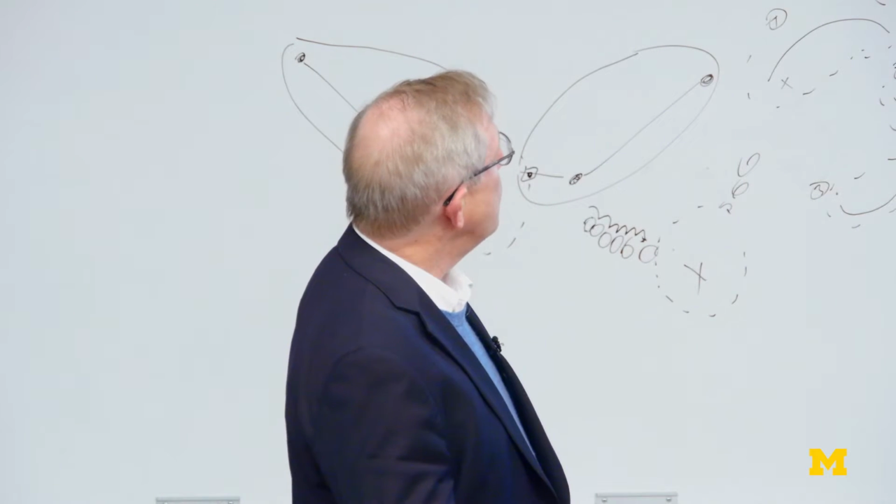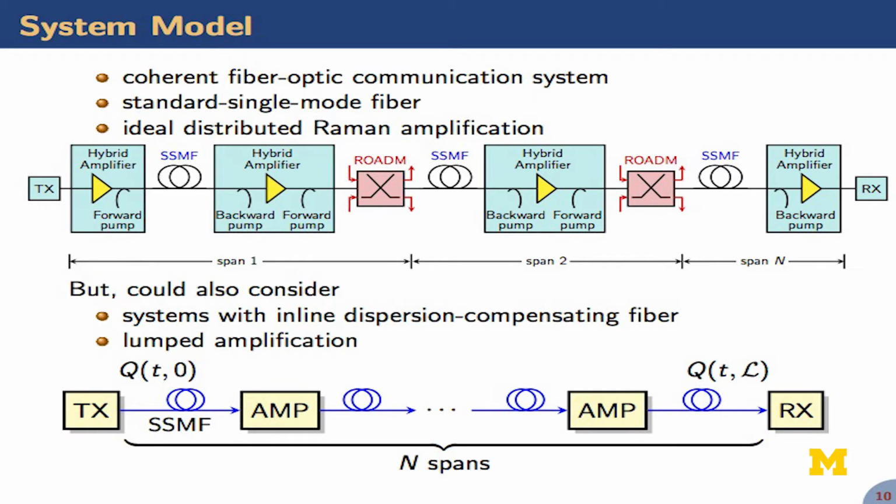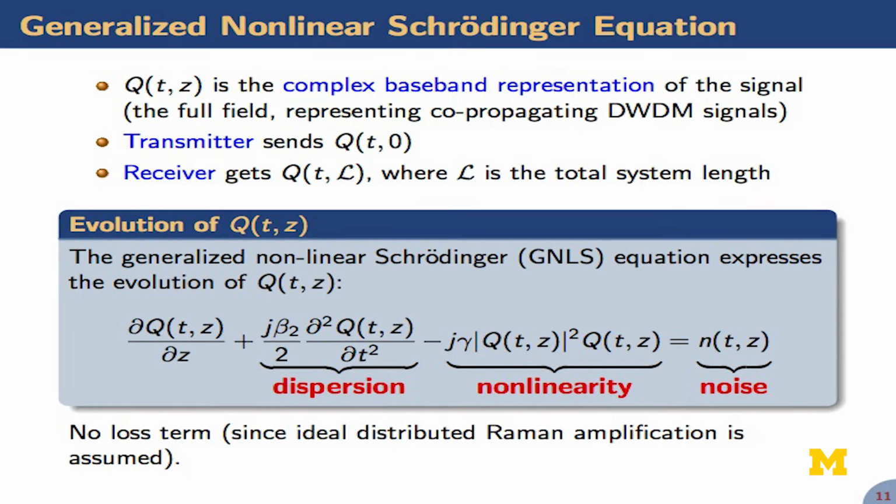So we're going to send some kind of signal Q(t) at distance 0 and receive some kind of Q(t) at distance L. We're going to measure time and distance along the fiber using two variables, t and z. So you can tell where I'm from. Q(t, z) is the complex baseband representation of the signal. So take out the carrier frequency component. Think of the complex baseband representation. The transmitter sends Q(t, 0). The receiver gets to see Q(t, L).